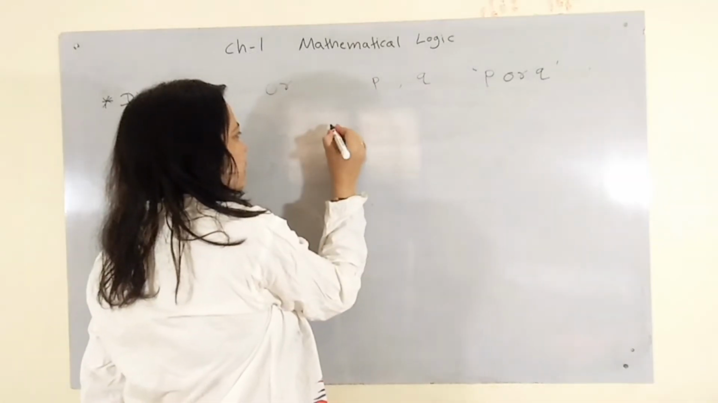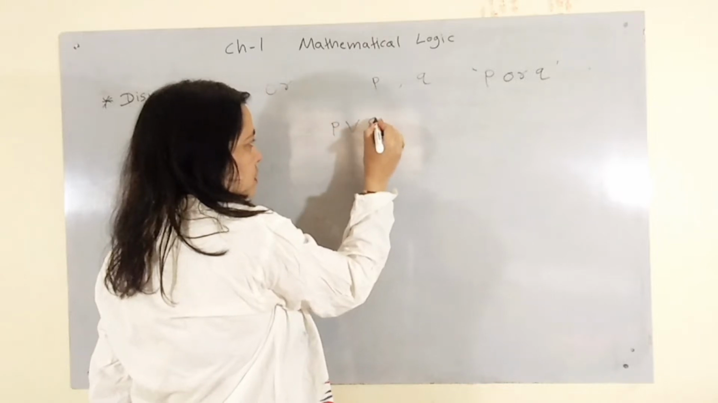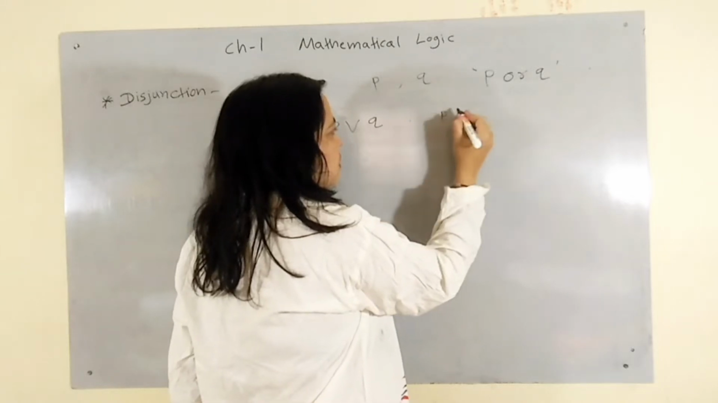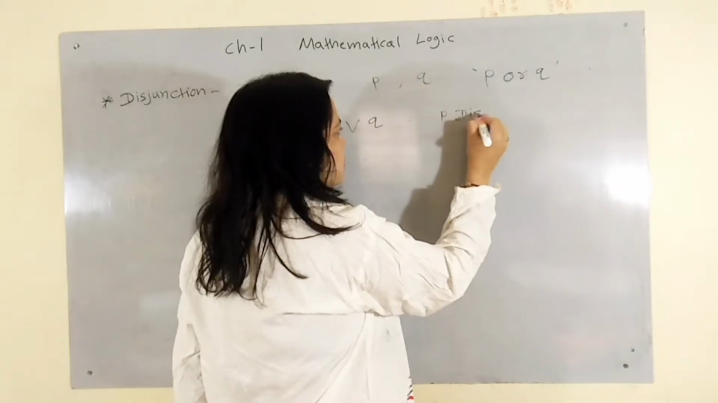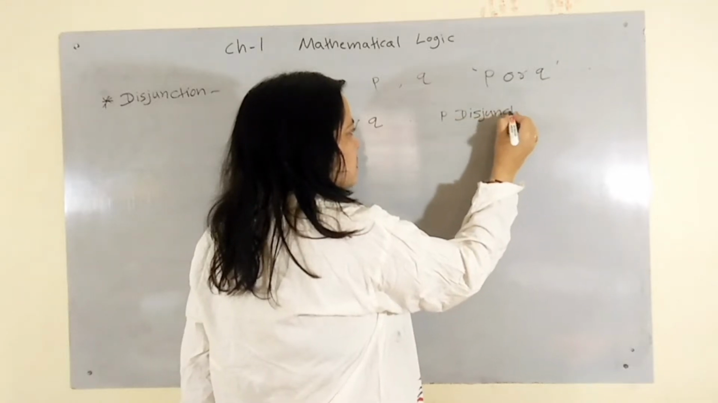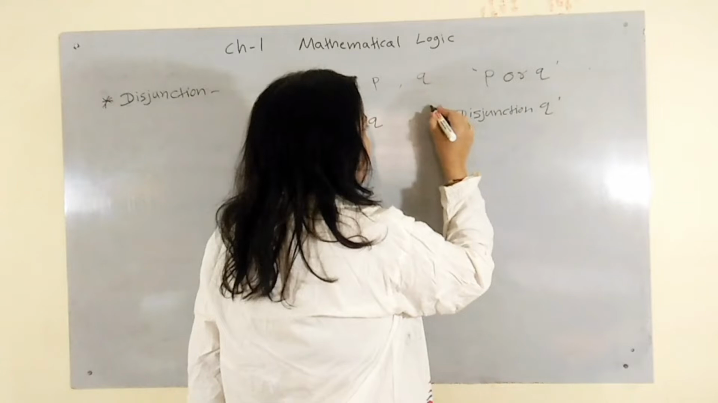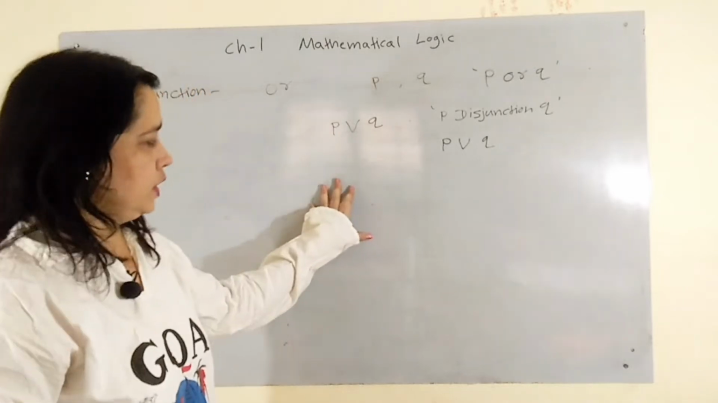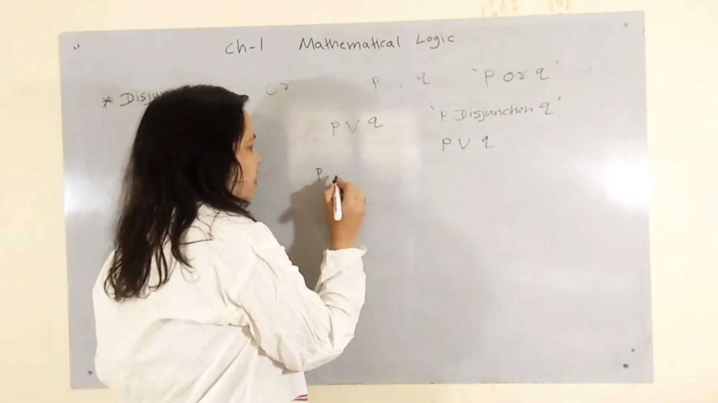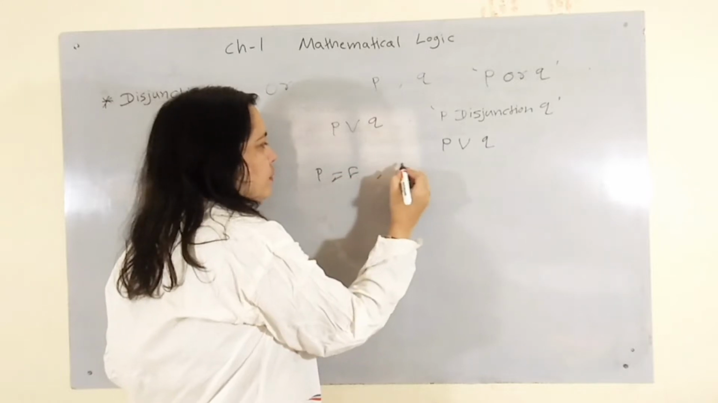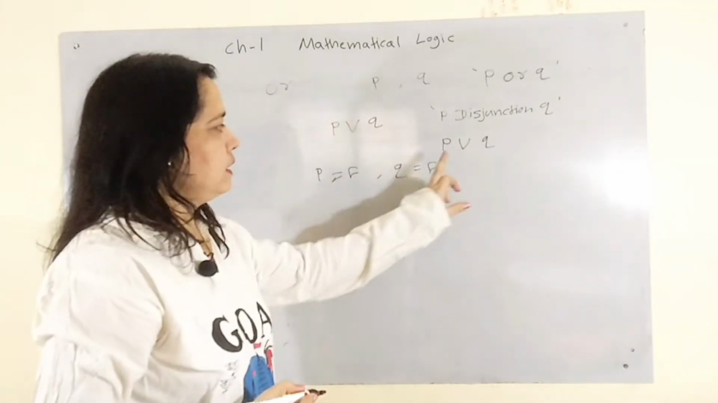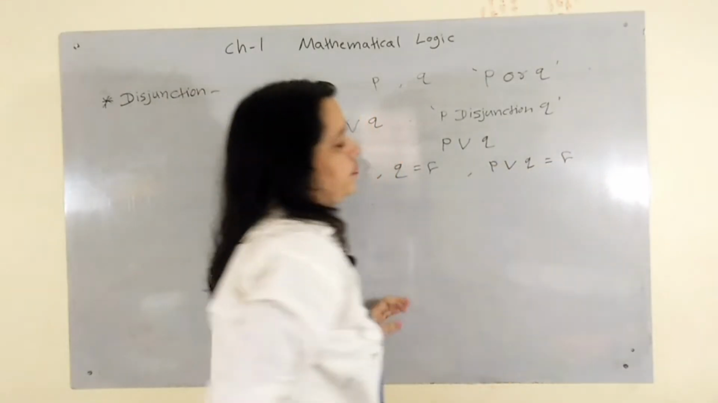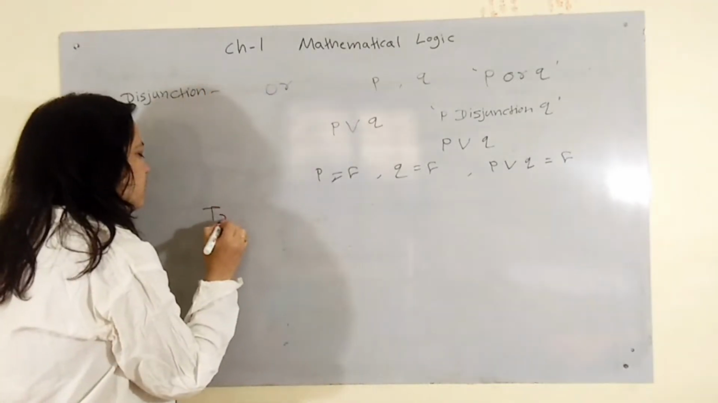It is denoted by P disjunction Q, and read as P disjunction Q or P disjunction Q. Here remember that if P is false and Q is false, then P or Q is false. So take a look at the truth table.